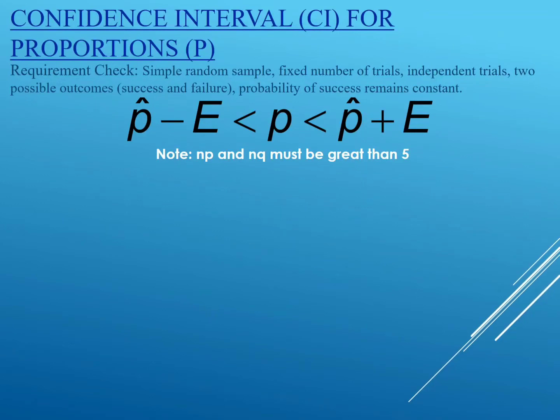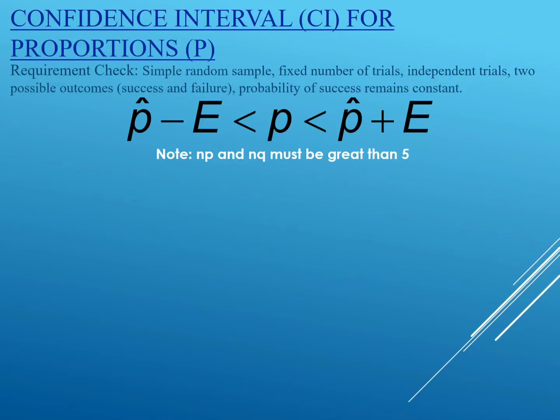Now remember, success and failure doesn't mean win and lose. Success and failure here means the success is what I care for. So if I say toss a coin, what's the probability of heads? What I care for is heads. So getting a tails is considered a failure, as in it's not what I want.